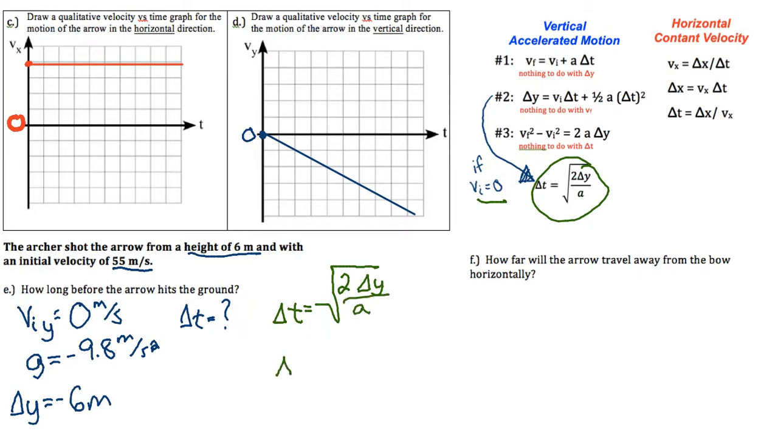When you start plugging in your numbers, delta t will equal the square root of 2 times your height, which is that negative 6, divided by the acceleration of that negative 9.8. Make sure you know how to plug that all in the calculator. First, you'll do 2 times negative 6, divided by negative 9.8, and the last thing you'll hit is that square root button.